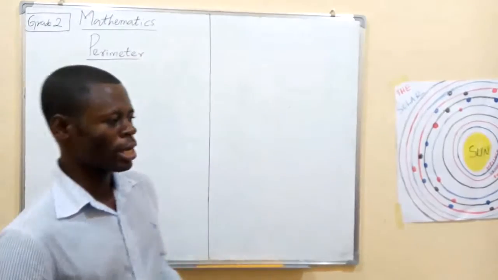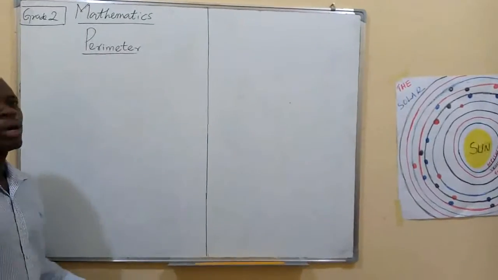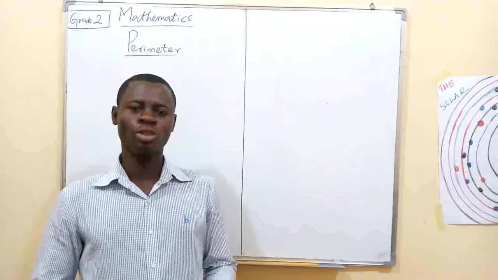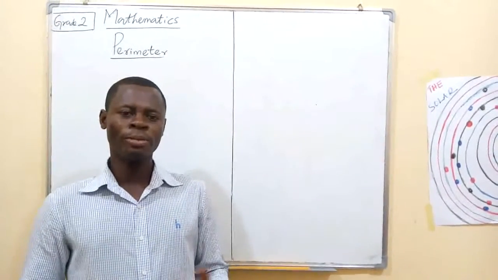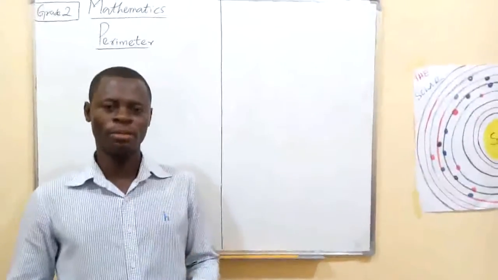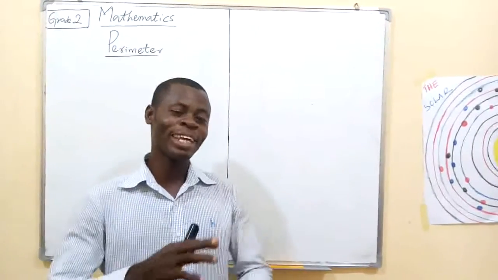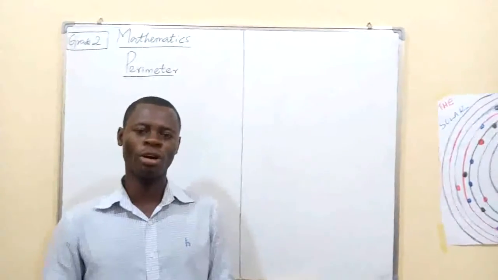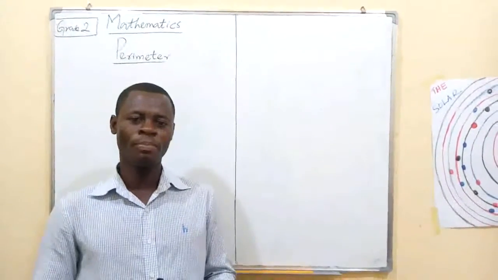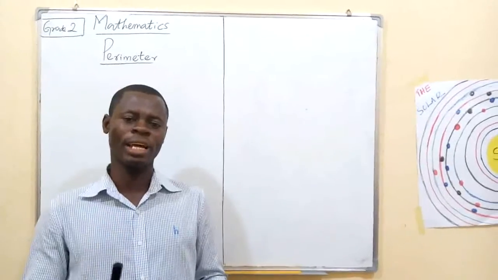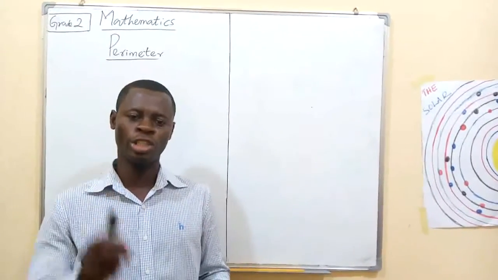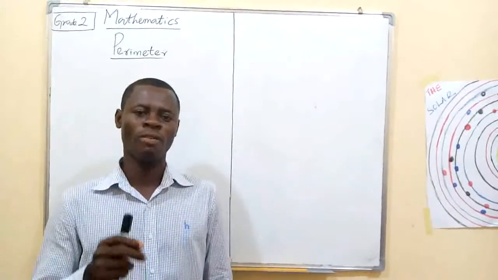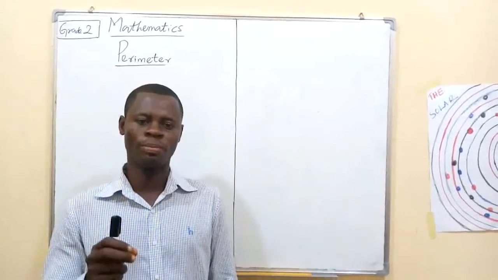Today we'll be looking at perimeter. What is perimeter? Perimeter is the total distance of an object or shape.